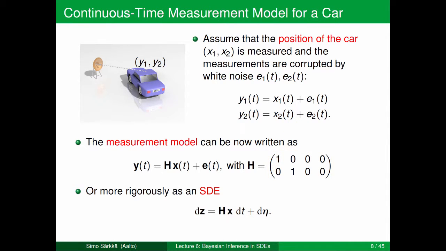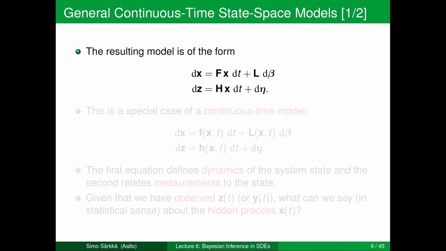More rigorously, we can interpret this measurement model as an SDE. It tells that the differential of some process z is equal to h times x times dt plus d eta. And now formally y is equal to dz/dt. So the resulting model now has this kind of form. So we have a dynamic model dx is equal to f x dt plus L times d beta, and a measurement model dz is equal to h times x times dt plus d eta.